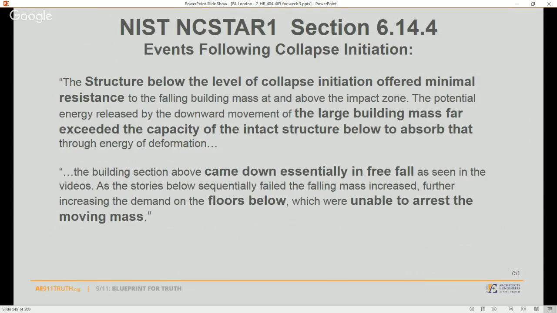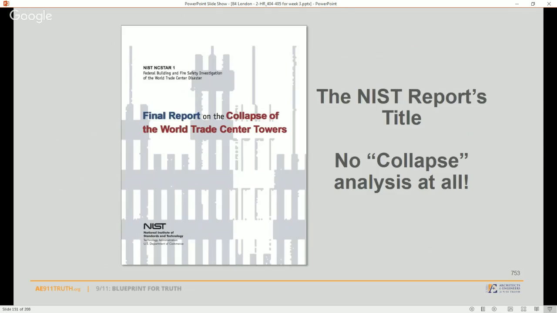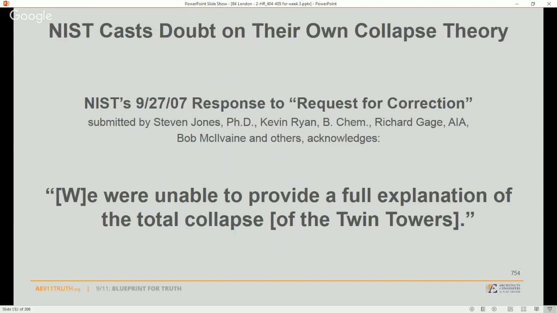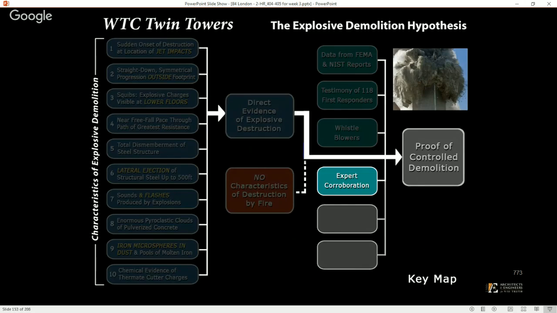Well, they say it came down essentially in free fall. Well, you're right about that. It's not an analysis. It should be called Final Report on the Initiation of Collapse. There's no analysis whatsoever. When called on this in writing, in our request for correction, 2007, they said, we're unable to provide a full explanation of the total collapse of the Twin Towers. Yeah, that's for sure.